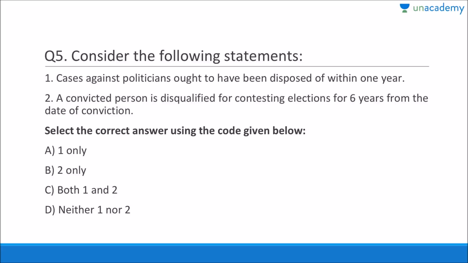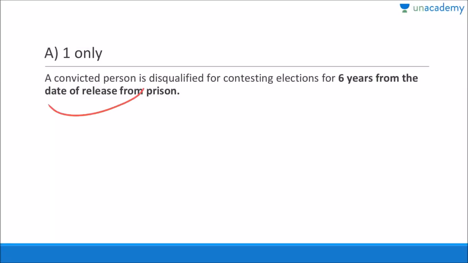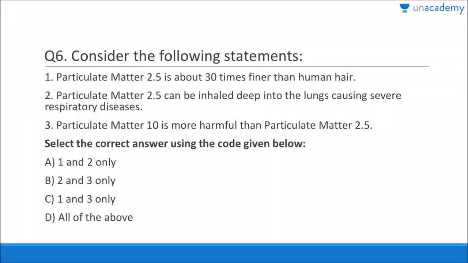Consider the following statements. The cases against politicians ought to have been disposed of within 1 year. So that statement is rather correct. And a convicted person is disqualified from contesting election for 6 years from the date of conviction. This is wrong. It is rather 6 years from the date of release from prison. So if they are convicted for 2 years, then it is 8 years, and if they are convicted for 10 years, then it is 16 years, and so on and so forth.